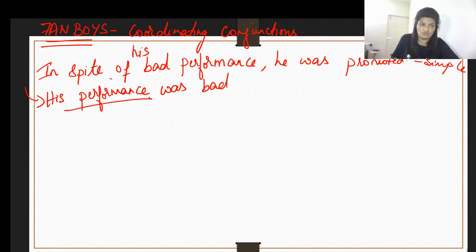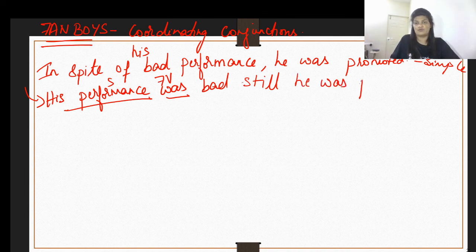His performance being your subject, was being your finite verb. Now you got to introduce your conjunction. And which conjunction are you going to use? You are going to say, in spite of his bad performance, he still was promoted. His performance was bad, still he was promoted. So this is our compound sentence.